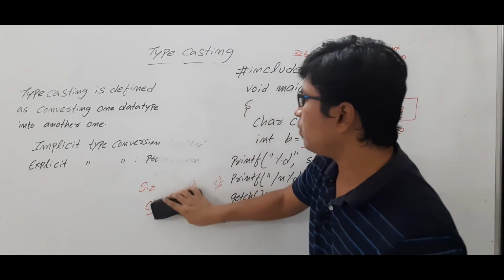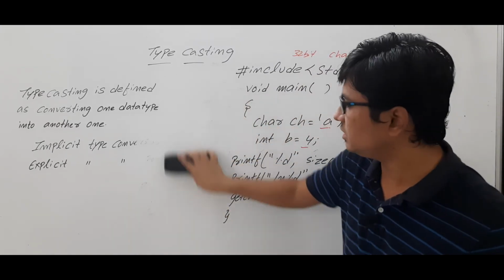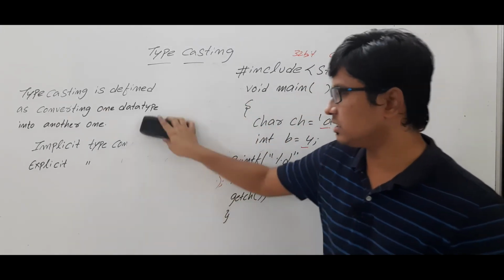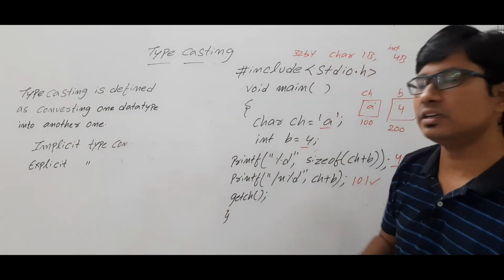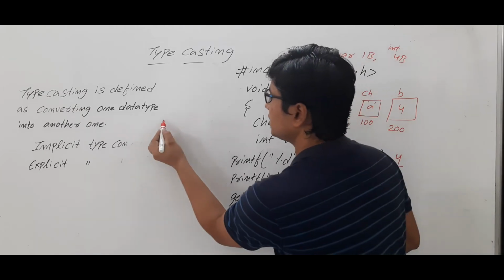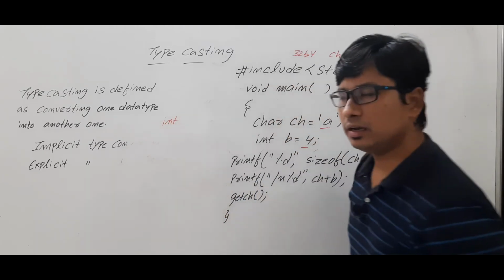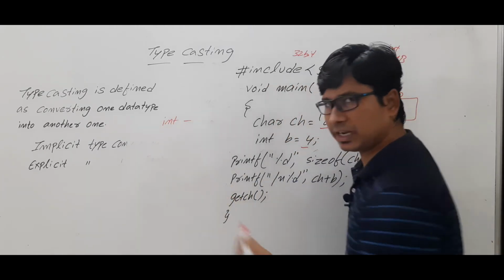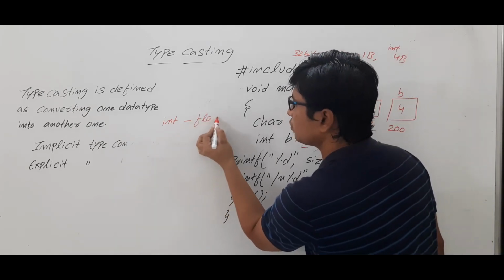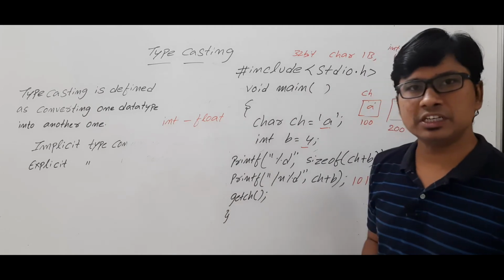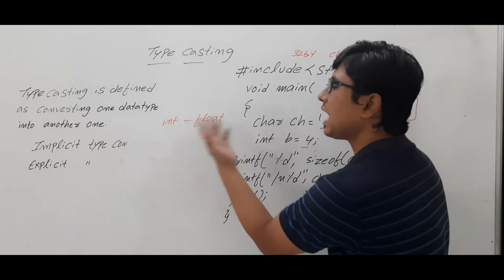Now you may have one doubt, sir: when it is an int and when it is a char, you said that in an implicit type conversion, the character will be converted into an integer. Suppose I have an integer variable and I am performing a subtraction, or any arithmetic operation, with a float variable. If it is an implicit type conversion, what will happen?